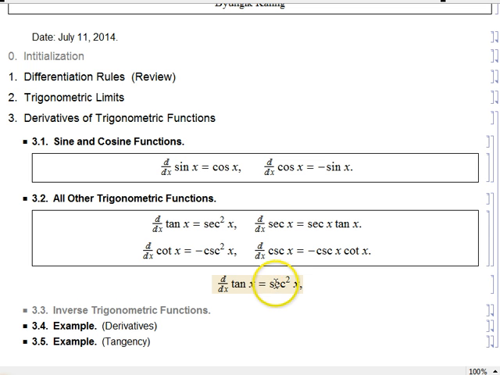So let's calculate the derivative of the tangent function, and what we need to do is recognize that the tangent function is actually sine over cosine.